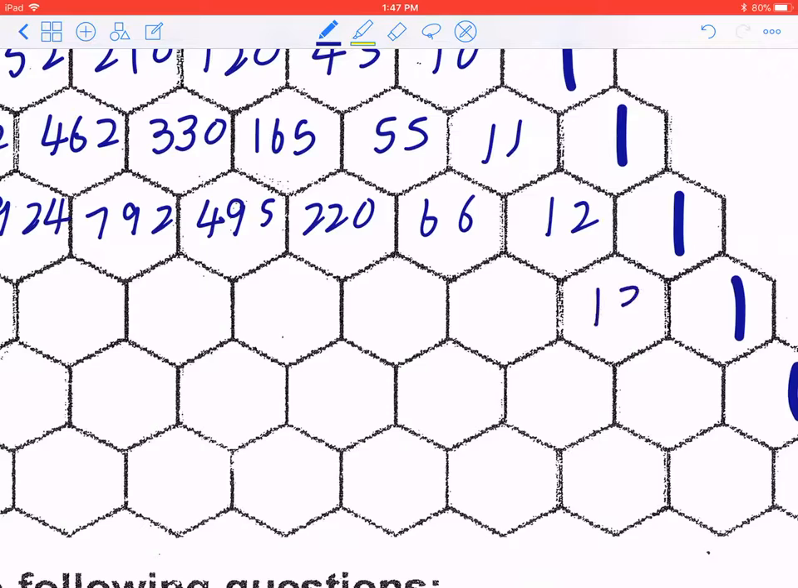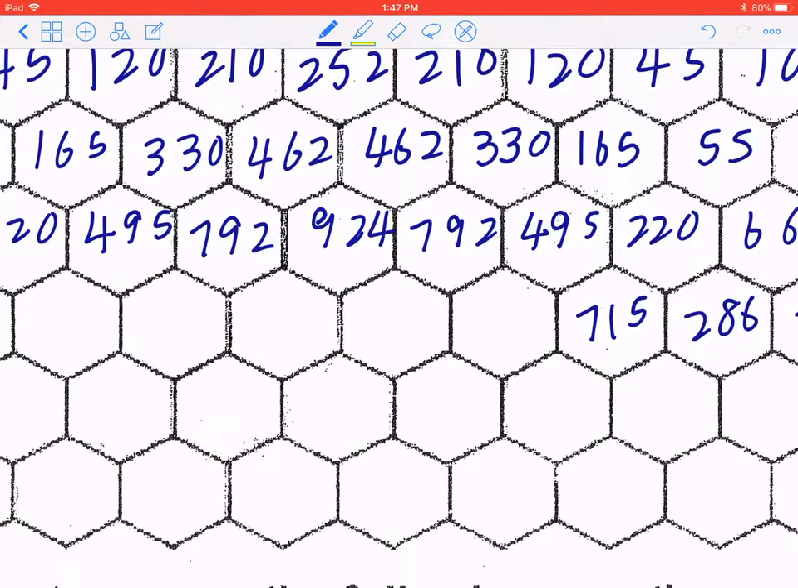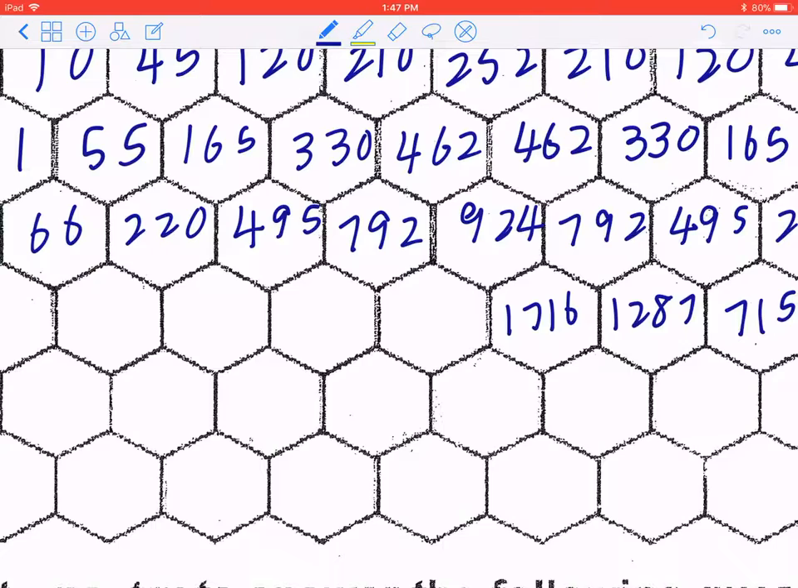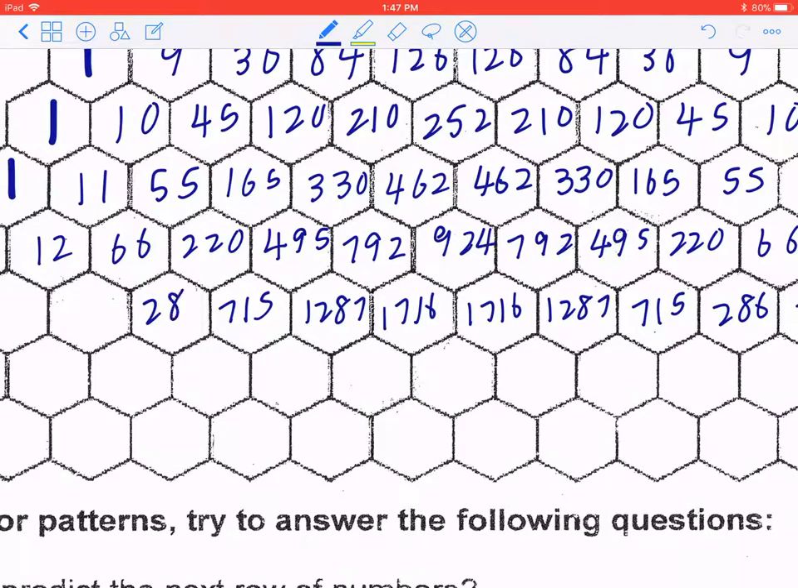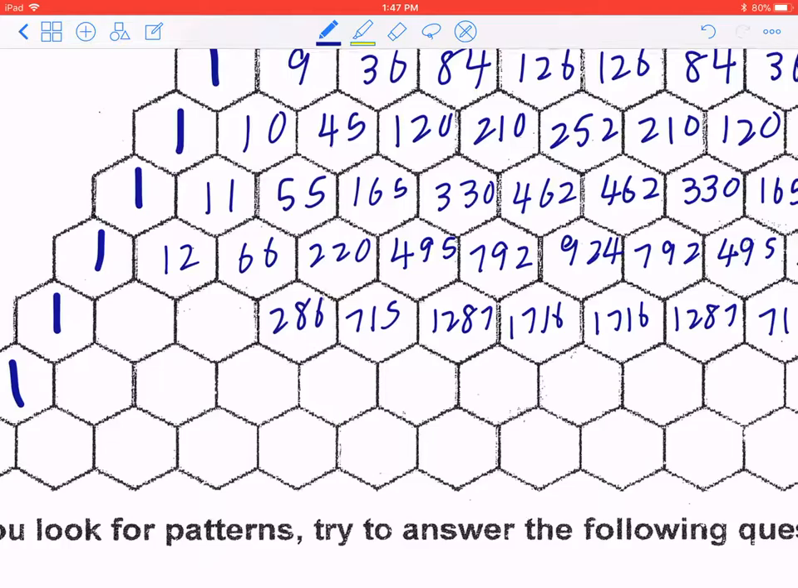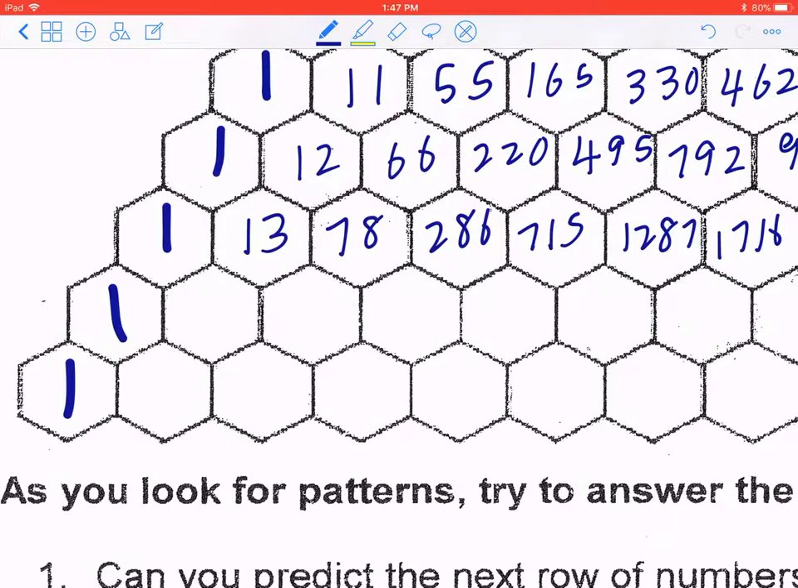12 plus 1, that's going to be 13. If I keep going, 78, 286, 715, 1,287, 1,716, and again, it will be the same on the other side. Again, notice if you made a mistake, everything else that follows would also be consistently incorrect. We're almost there. 2 more rows. You can do this.